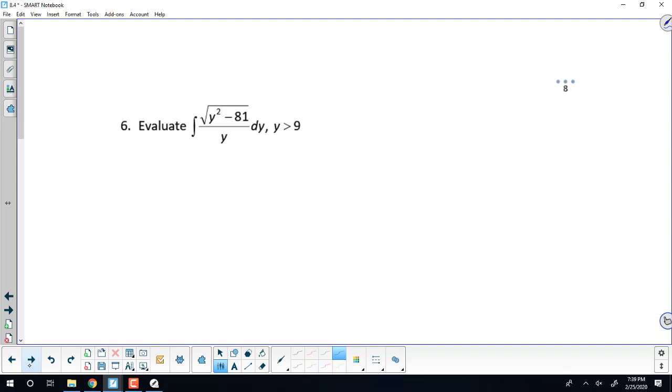So why don't y'all start working on this? The stipulation here that y is larger than 9 is there so that when we take the square root of something squared, we don't have to call it the absolute value. We can just say that it's that quantity. So I'm going to try to find that from your textbook while you get started on this. Put it in our notes. Right here.